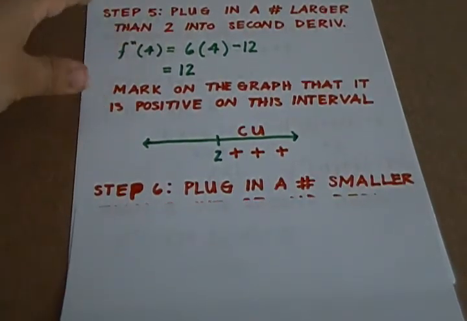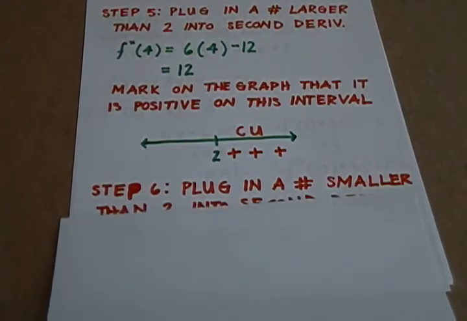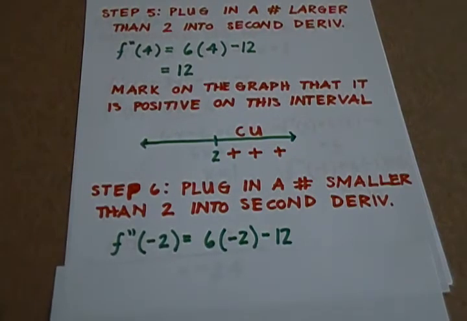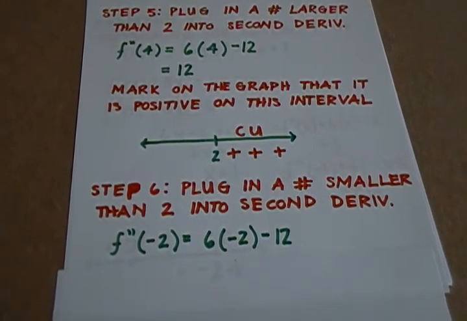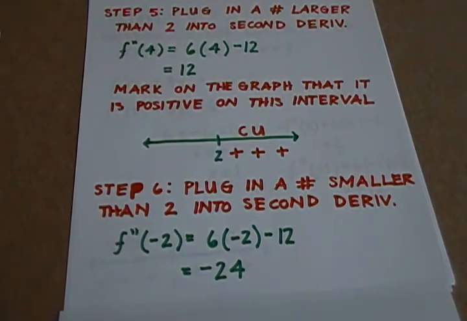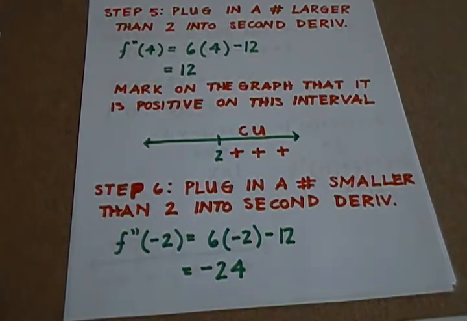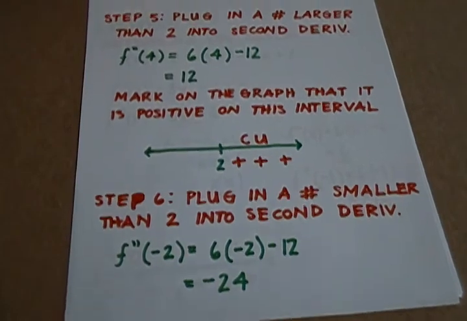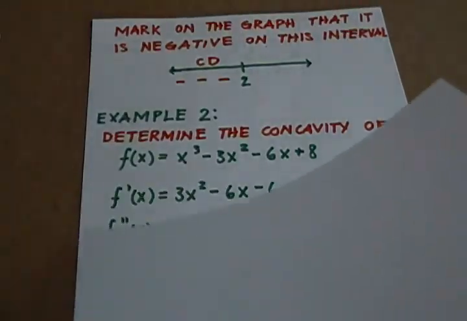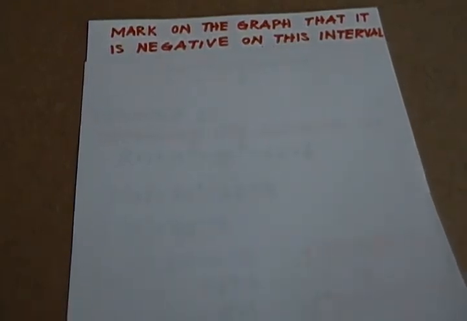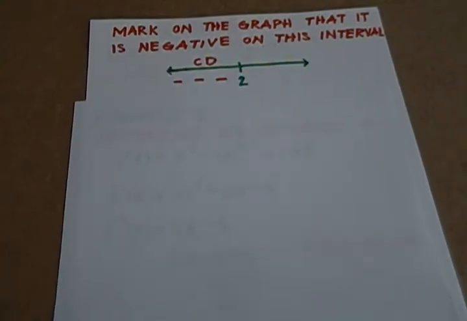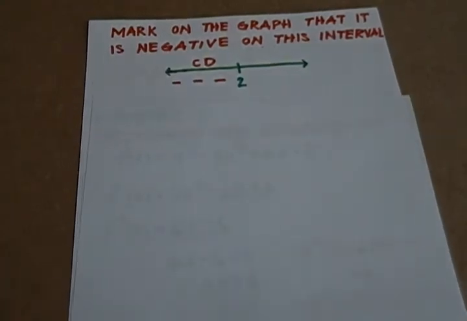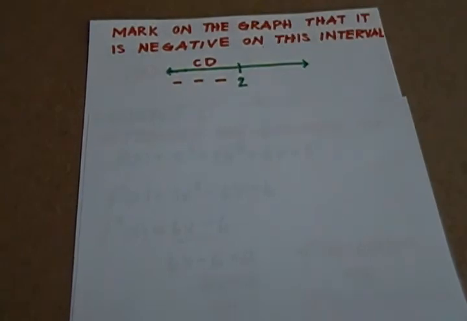Step 6, plug in a number smaller than 2 into the second derivative. Here I plugged in negative 2, and I get a negative number. And just like the other step, mark on the graph that it is negative on this interval. And given that it's negative, we know that it's concave down.